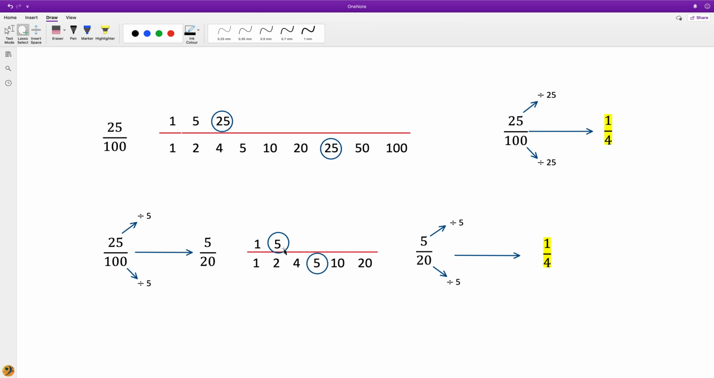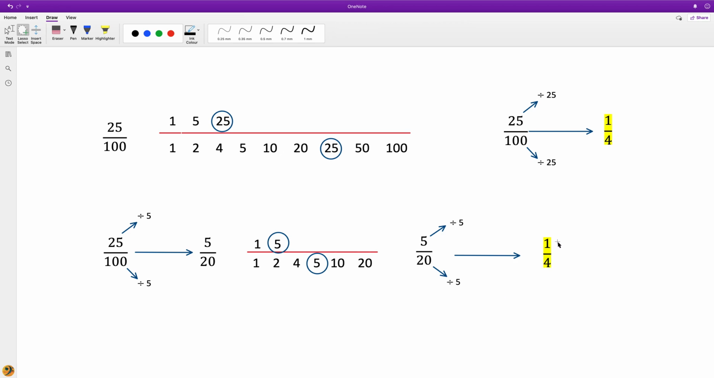Now we look at this and we follow the same process. So now we have the highest common factor, or apart from 1, it's the only common factor that we can choose. So we go ahead and do that. So the common factor is 5. So then our fraction here, we have 5 divided by 5, which gives us 1. And then we have 20 divided by 5 gives us 4.